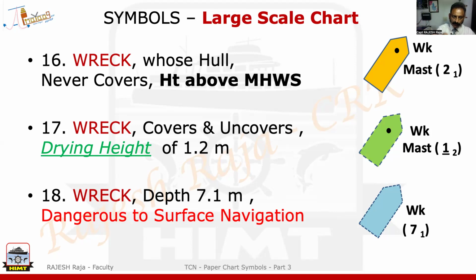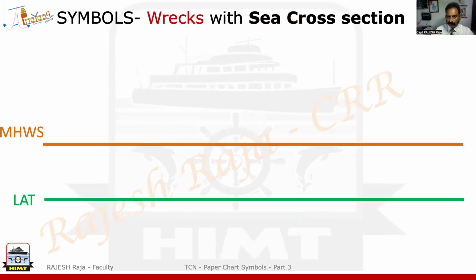Now what I'm going to do, as we have done most of the wrecks, let me go back to my cross section. Exactly the same, LAT, MHWS. Then I'm going to show you some possibilities of wrecks. This is a wreck whose body is always above the MHWS. It can have a mast also, and this is exactly the symbol I had earlier drawn. Let us say this one is 2.3 meters. I'm just giving you a vague example.